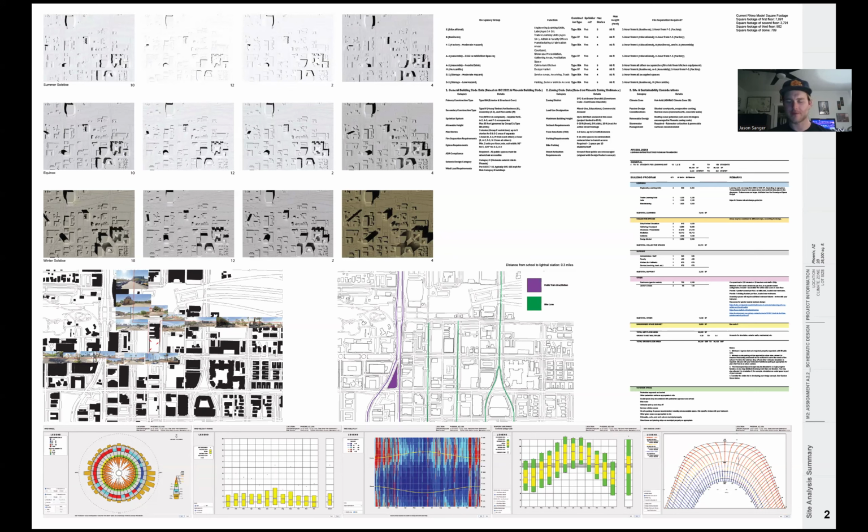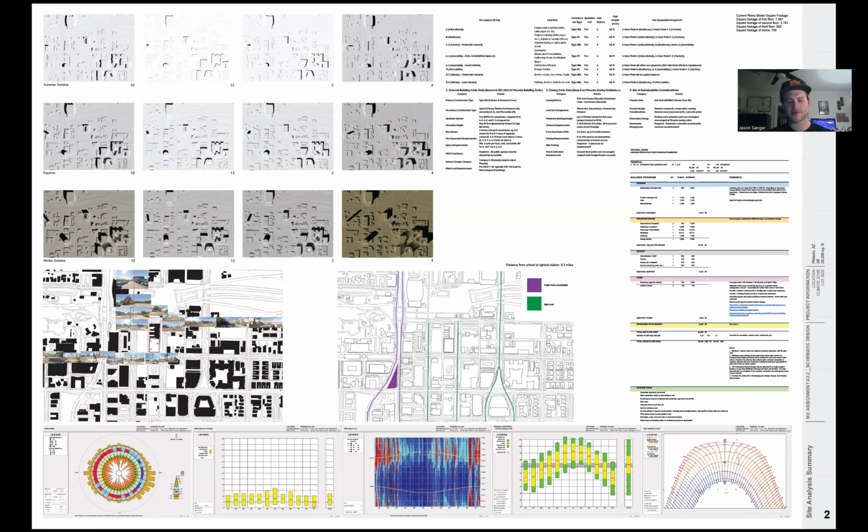To the right of that, we have some transportation. So marked in green are bike lanes. Marked in purple is the light rail, and it's about 3/10 of a mile from the site to the light rail. So it's very reasonable to take the train to get to the site.